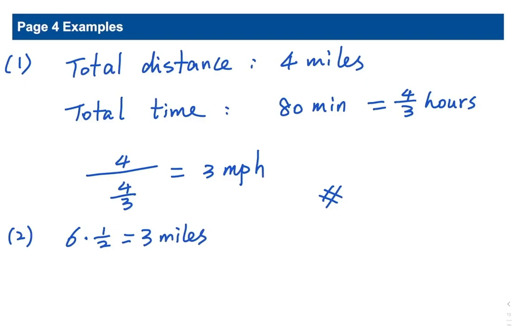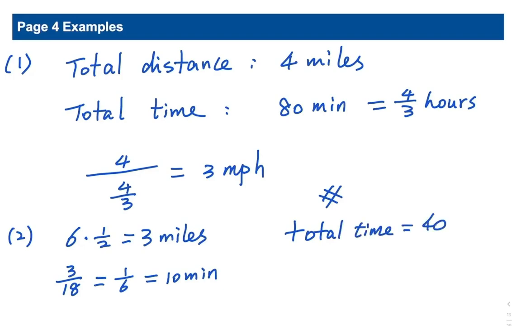At the top, he turns around and rides home along the same path at a speed of 18 miles per hour. Okay, 3/18 is 1/6. That's 10 minutes. So he spent 30 minutes going up and 10 minutes going down. The total time is 40 minutes, which is 2/3 hour.